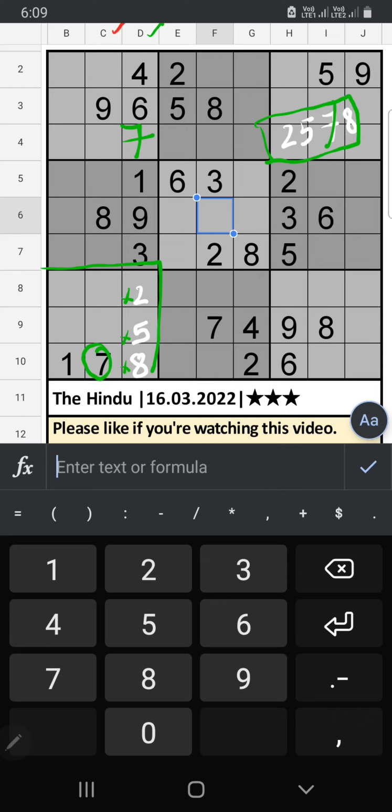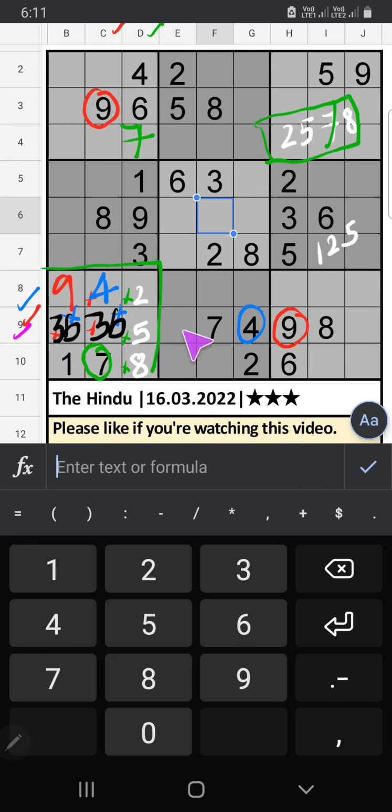Column C, 9th row, we have 9. So 9 can't come in these cells. The 9 is confirmed here. 9th row, we have 4. So 4 can't come in these cells. Then 4 is confirmed here. 7th grid, only 2 numbers are remaining, 3 and 6. They will come in another 2 cells. We will confirm later.